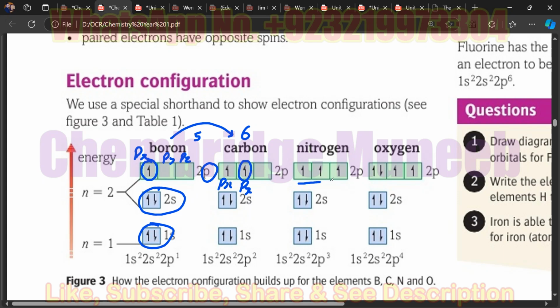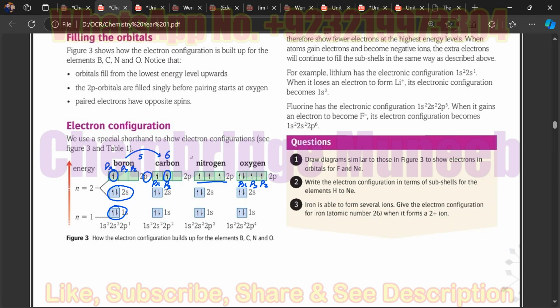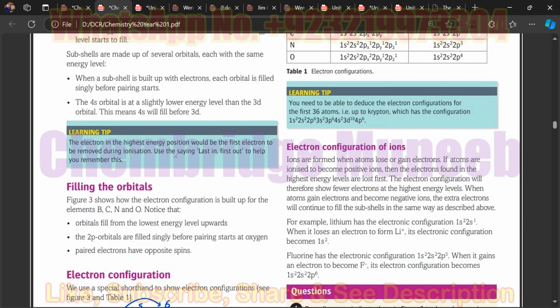When all the orbitals are occupied singly, they will then start pairing up, starting from the px. They will start pairing up from the start of the orbitals. So that's the rule which you have to follow while filling the electrons. Will you remember this rule?